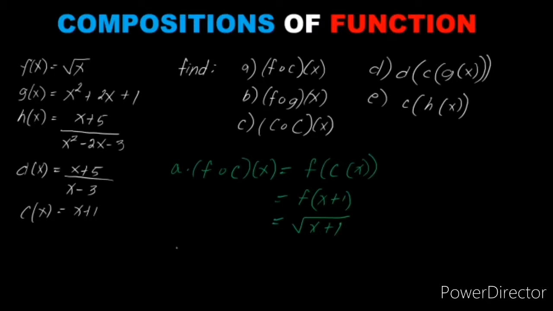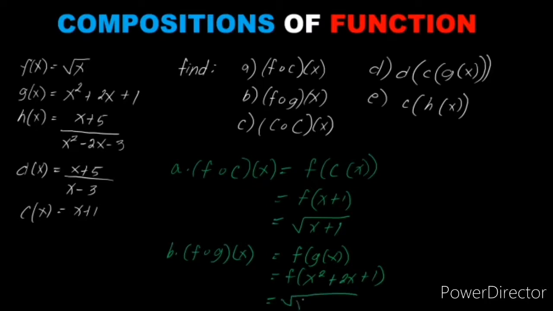How about yung letter B? Let's have letter B. Sa letter B is f composition of g of x. So, it is also equal to f of g of x. So, the first thing that we need to do is to look for the g of x. And g of x is equal to x squared plus 2x plus 1. Then afterwards, i-substitute natin yung x squared plus 2x plus 1 sa x value ni f of x. So, we have the square root of x squared plus 2x plus 1.